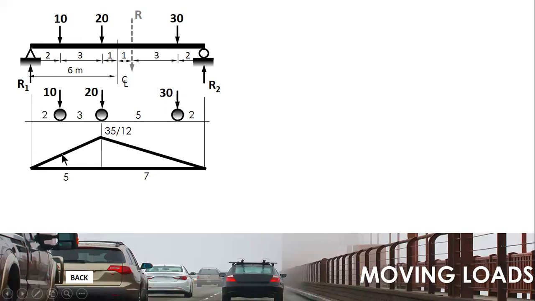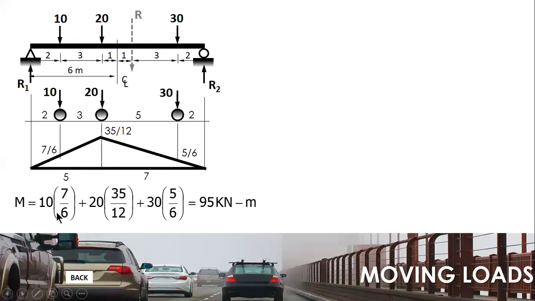Get the ordinate of this. You can do ratio and proportion, or slope, rise over run, times horizontal, to get the vertical. Then the moment is magnitude times ordinate, magnitude times ordinate, magnitude times ordinate. This one, you have 95.